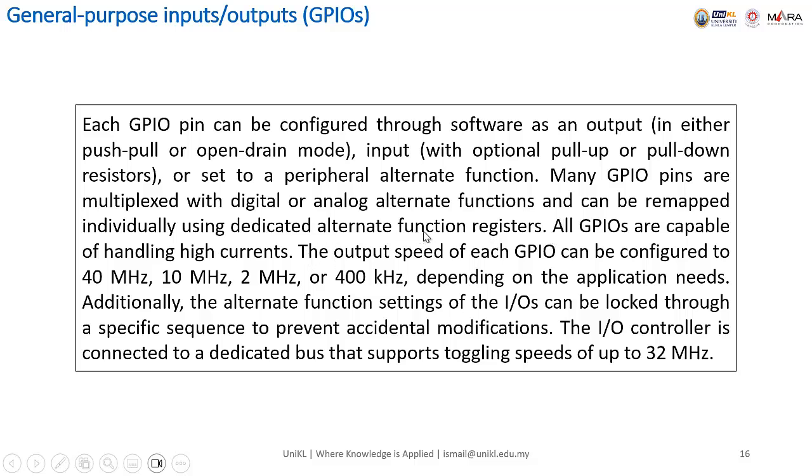individually using dedicated alternate function registers, right? Alternate function register. But because we are not using bare metal, we use HAL, so no need for us to know it in detail. All GPIO are capable of handling high current. The output speed for each GPIO can be configured to 40 MHz, 10 MHz, 2 MHz, and 400 kHz. But remember, we are using the STM32F401RE, so please check what is the output speed for the STM32 F401 GPIO. Check it by yourself.